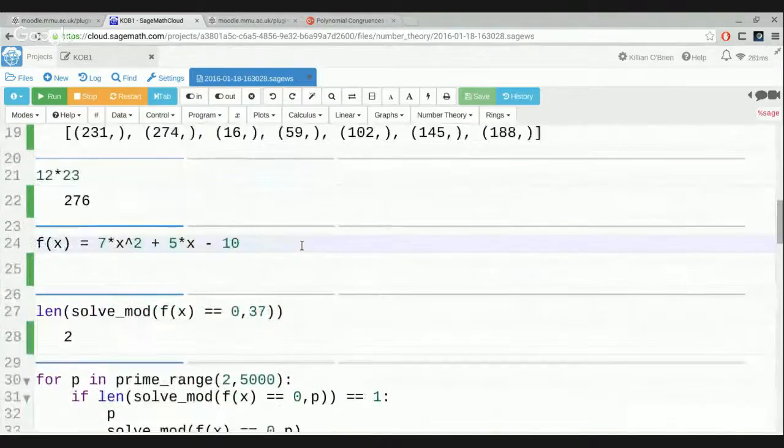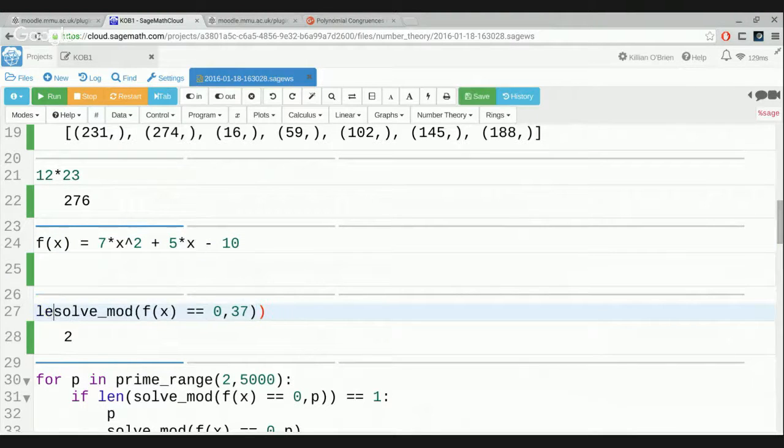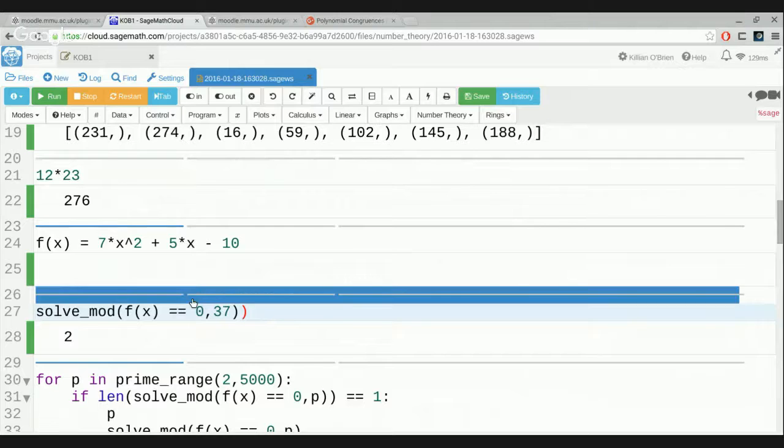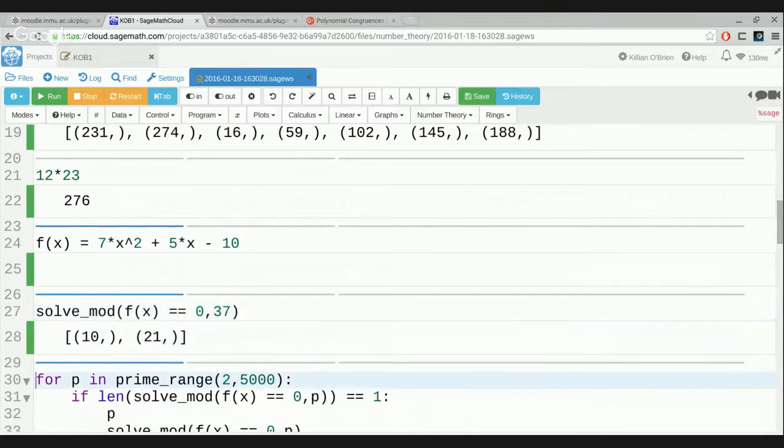Just a few results. Here I just set up a polynomial, 7x squared plus 5x minus 10. In Sage, there's this solve mod command which solves the congruence. 37 is a prime number. The polynomial f, we're solving f of x equal to 0 modulo 37. It's a solve mod, and it reports two solutions. So you got two solutions, and the polynomial is of degree 2.